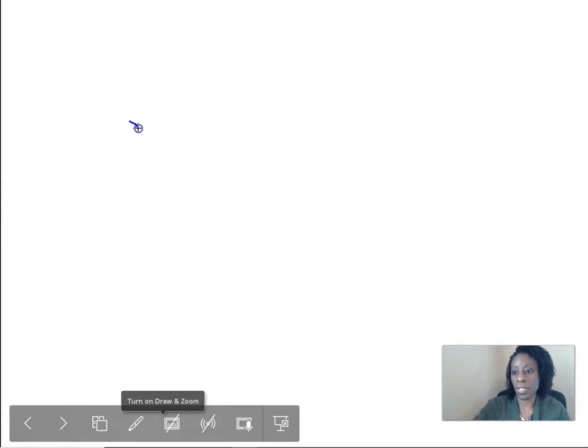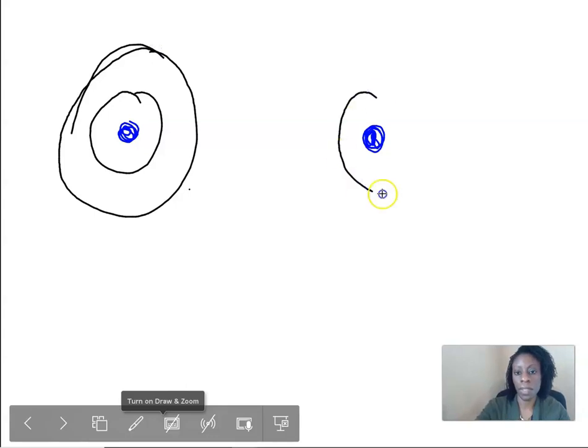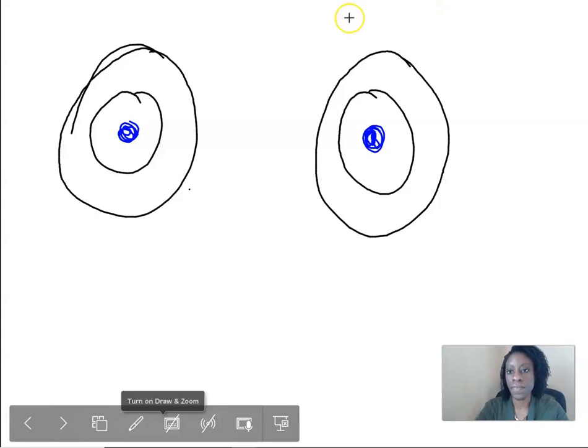So again, I'm going to use blue to draw in each of my nuclei. And an oxygen atom has a total of 8 electrons, which means that it needs 2 electron shells. So here is shell 1. Oops, what happened there? Shell 2. And then shell 1 and shell 2.